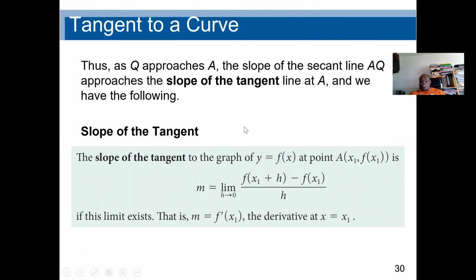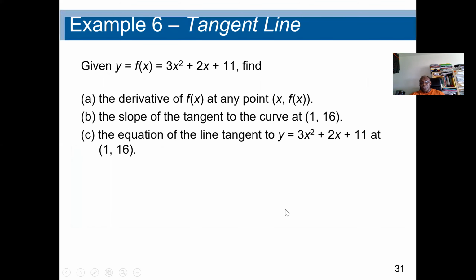So the slope of a tangent line is the same as finding the derivative. So the slope of a tangent line, the straight line touching the curve at only one point, is f(x1 + h) minus f(x1) over h. So given the following example, y equals f(x), which gives us 3x squared plus 2x plus 1, find the derivative of f at any given point x.